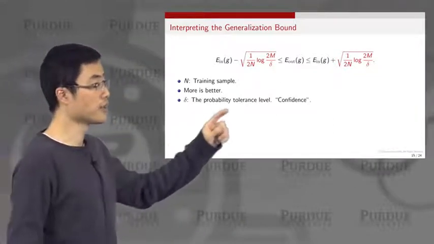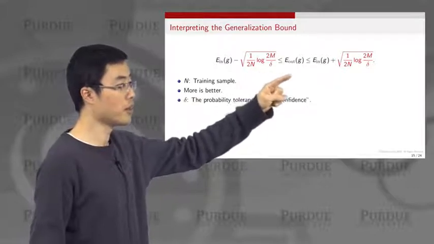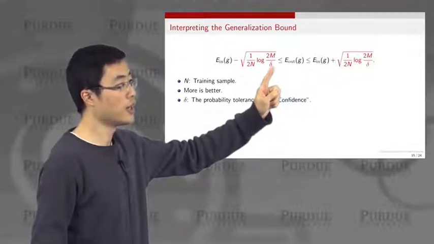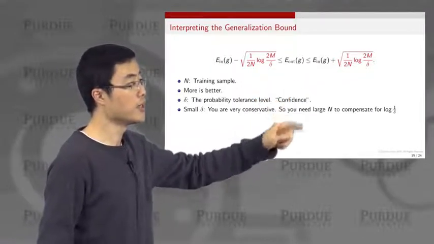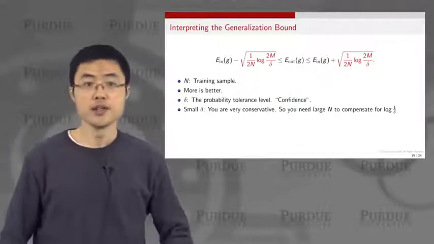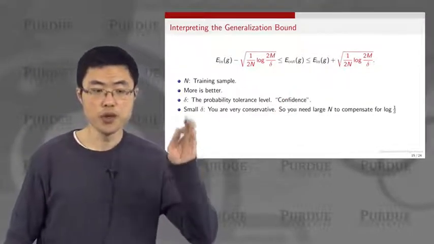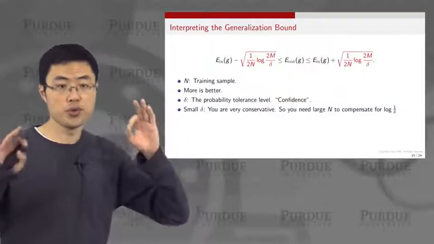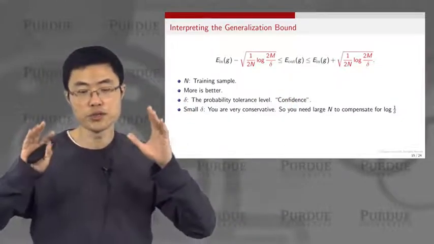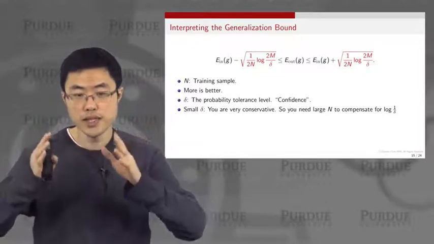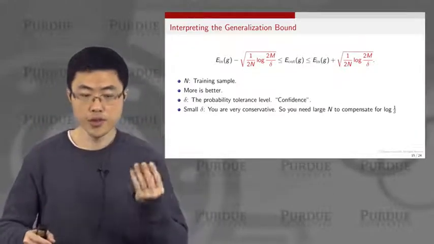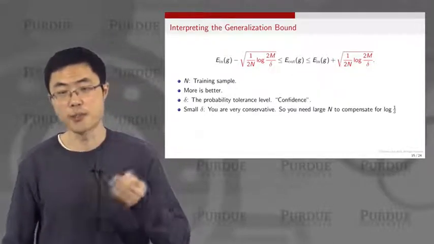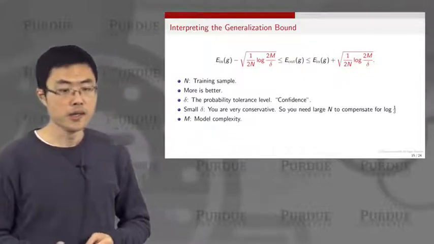The delta is called the confidence level or the tolerance. Okay, so 1 minus delta is called the confidence. Now if you make the delta extremely small, then you are very conservative. That means, if you make the delta small, you want this E out to be extremely close to your E in. You don't want to play any game. Then in that case, you are very conservative. You have a very small delta. In other words, you need a very, very big N in order to compensate for this log of 1 over delta.